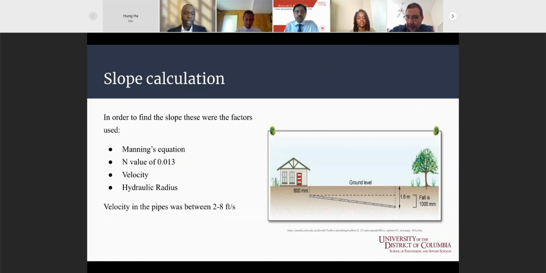For the slope calculations, we used Manning's equation, and then the value of 0.013, velocity, hydraulic radius, and we made sure that the velocity in the pipes was between 2 and 8 feet per second in order to avoid solids getting stuck in the pipes. Next slide, please.